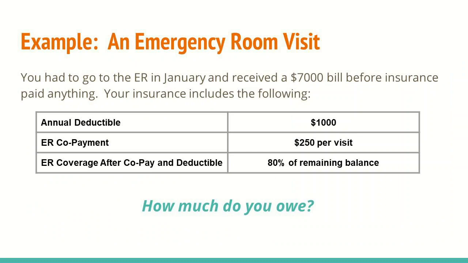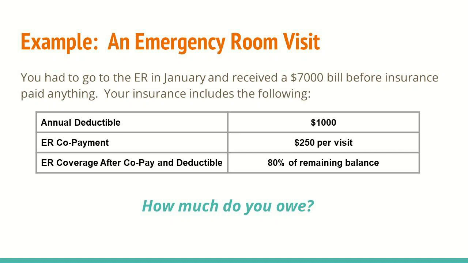Even with really good insurance, things still can add up. So here's an example of an emergency room visit. Let's say that you had to go to the ER in January and you received a $7,000 bill. Maybe you had a couple of tests run. There could have even been an ambulance ride in there. I mean, it adds up quickly.